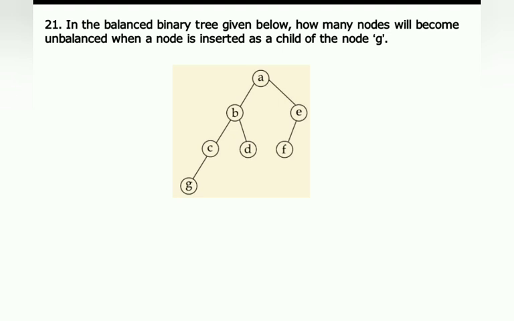In the balanced binary tree given below, how many nodes will become unbalanced when a node is inserted as a child of the node G? If we are inserting a node here, as a child of node G, how many nodes will become unbalanced? We have to find out.